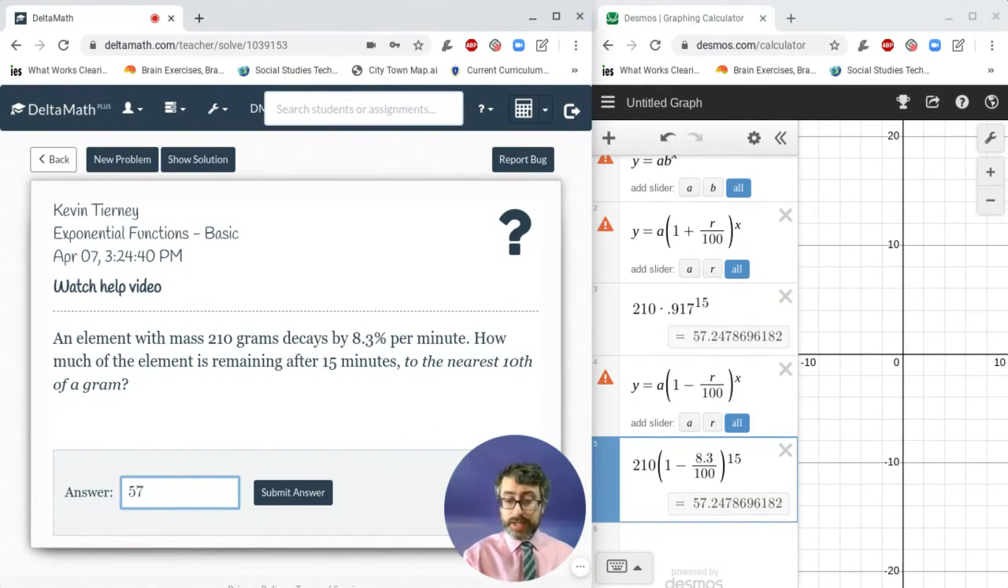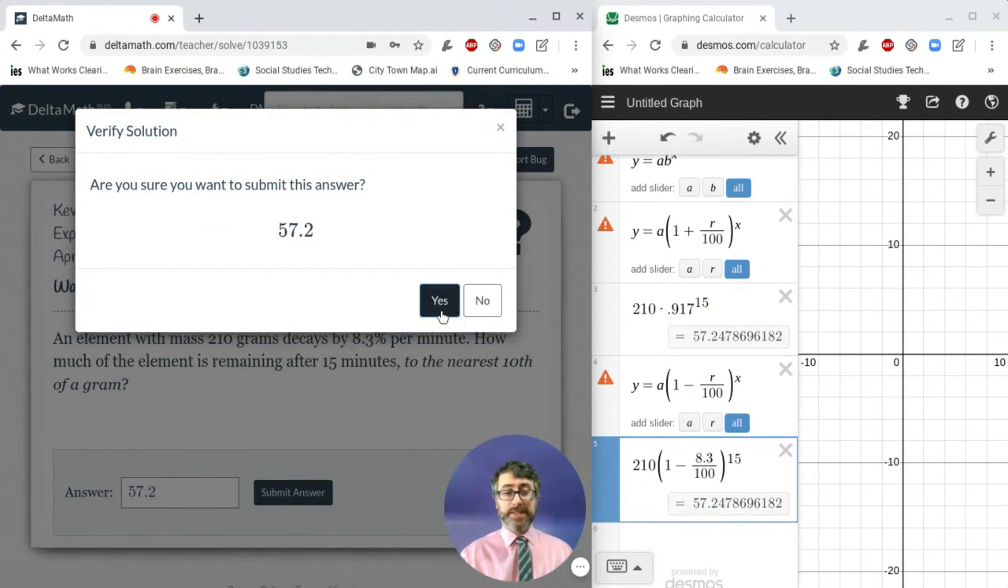5, 7, they want the nearest tenth, so that's 1 decimal space. What are we cutting off after the 2? Well, it's just a 4. 4 is not big enough to round up, so we leave the 2 as it is. Submit our answer, and we're good to go.